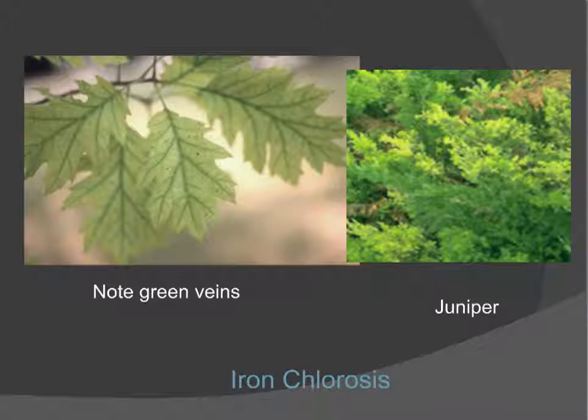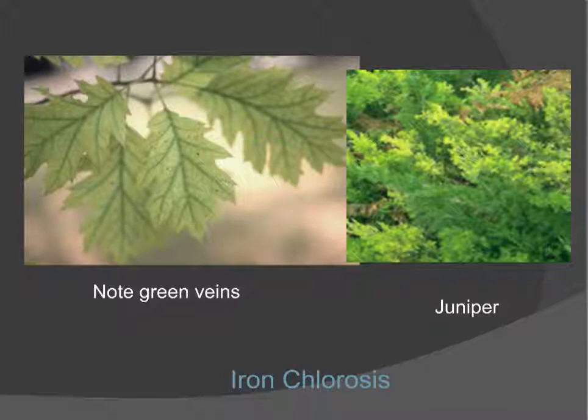Iron chlorosis is very common. One way to tell is to see that the veins are still green, but the leaves themselves are yellowing. Juniper and aspen and birch, those sort of things are pretty common iron chlorosis issues.